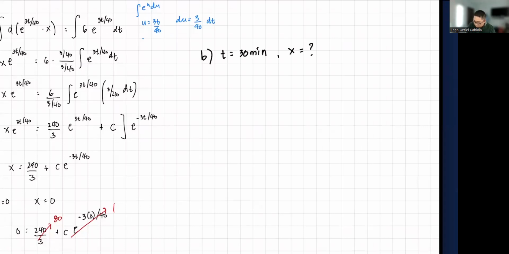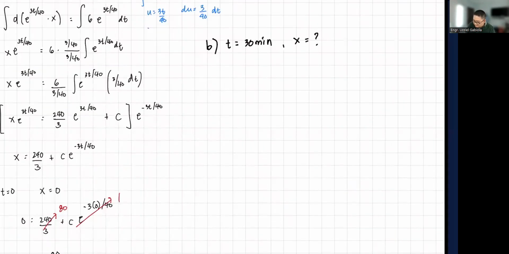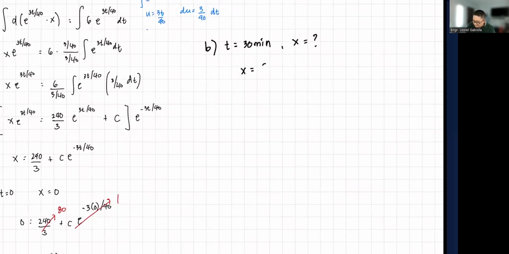Since you already have the formula, it is just direct substitution. Our formula is x = 80 minus 80 e to the negative 3t over 40. So just substitute: 80 minus 80 e to the negative 3 times 30 over 40. Now let's calculate.